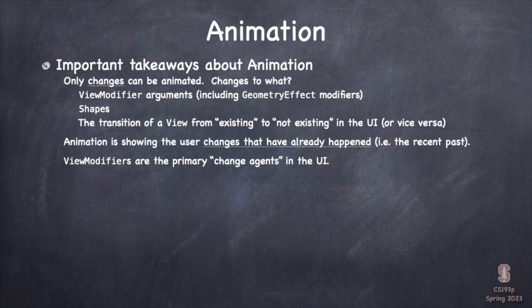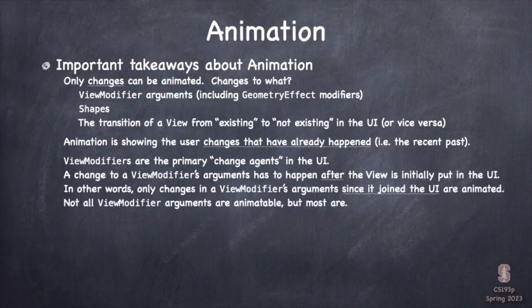So view modifiers are really what makes everything go, and you're really going to see that in the demo that we do. One thing you have to understand about changes to view modifiers arguments, though, is they're only going to animate after the view has been put on screen. So this view is going to come on screen with a certain opacity and a certain aspect ratio. That's not going to, when it comes on screen, animate from some random value. It's going to be that value when it comes on. And then if it changes, then you're going to see the animation.